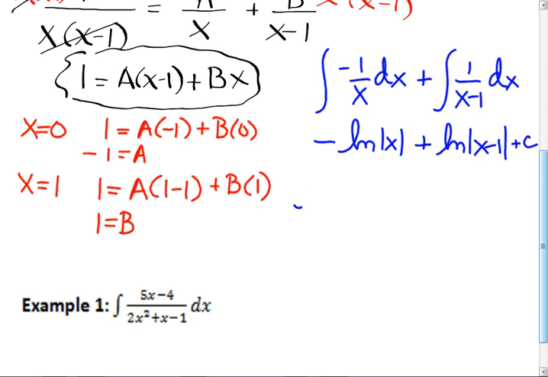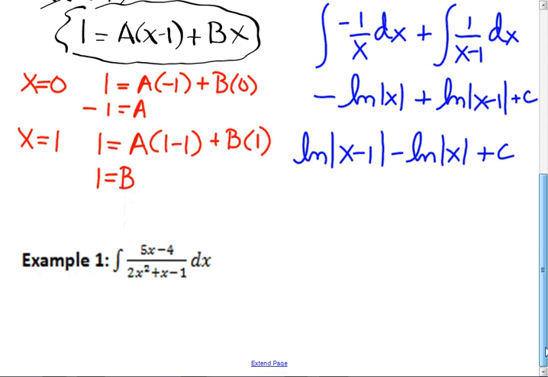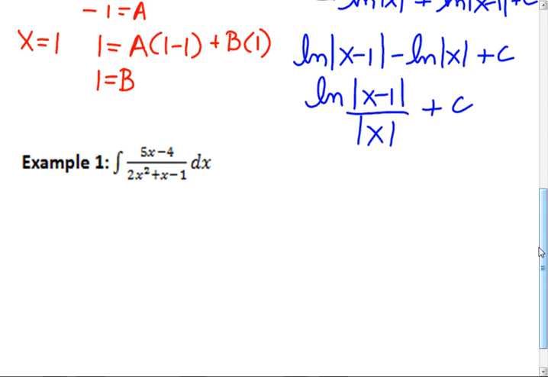Well, this is really the natural log of the absolute value of x minus 1 minus the natural log of the absolute value of x plus c. That's right. So we can write it this way: natural log of x minus 1, absolute value of it, over the absolute value of x. And there's a property with absolute values that allows me to rewrite that as the log of the absolute value of x minus 1 over x.